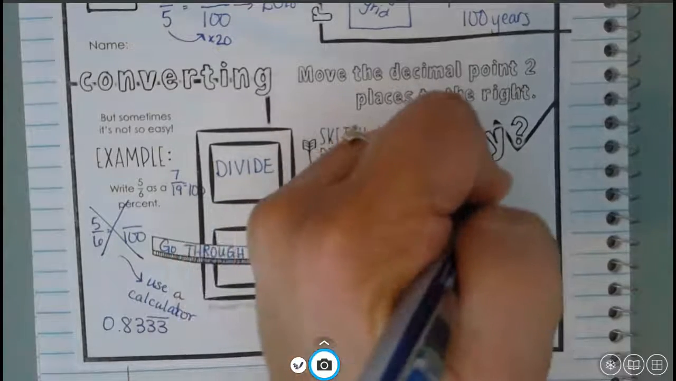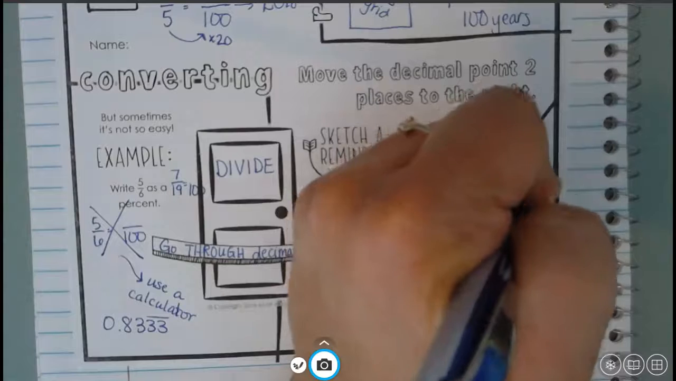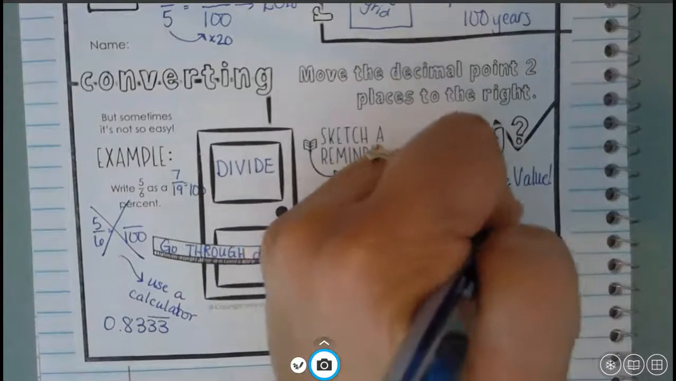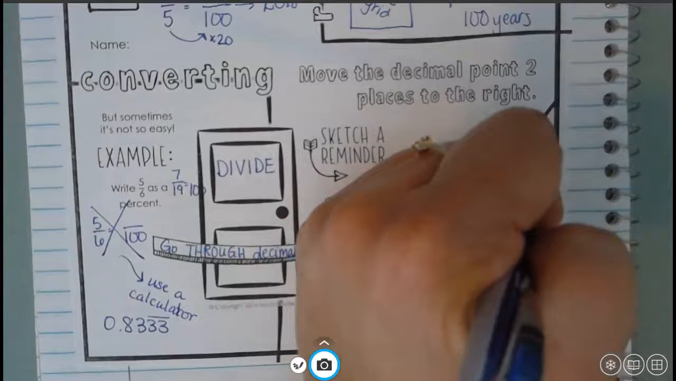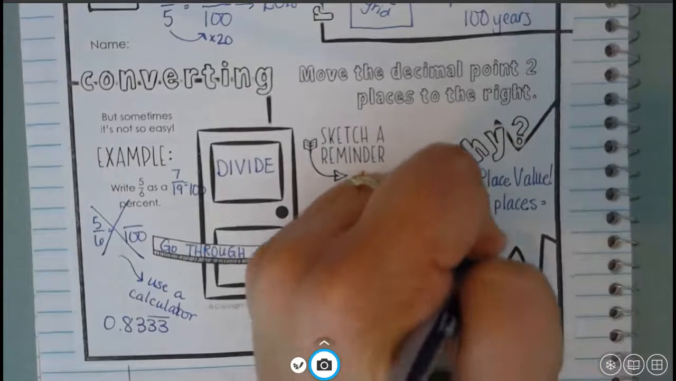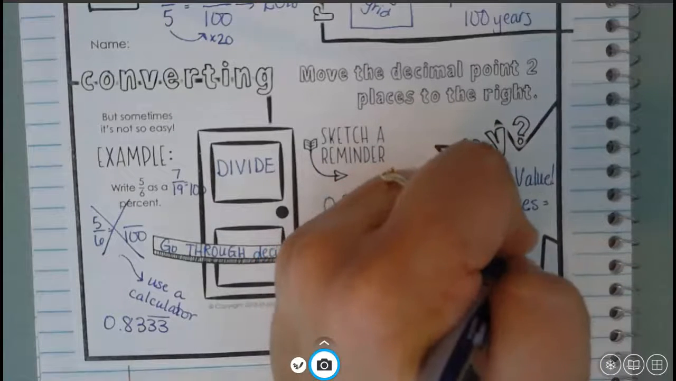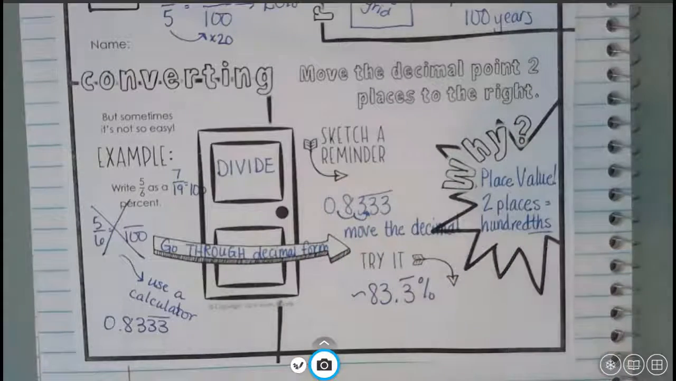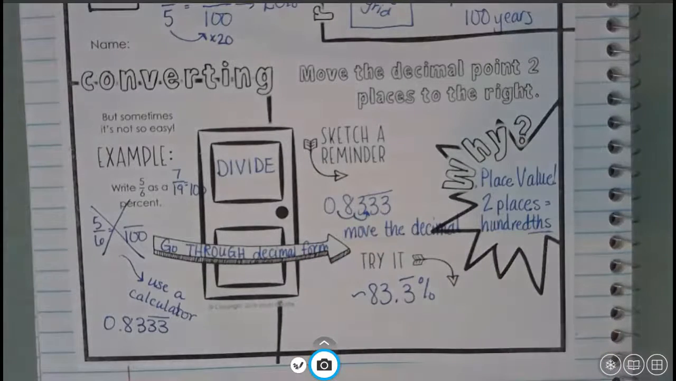Don't forget the why here is about place value. And it's 2 places. Typically, we always ask you to give us 2 places, which is to the hundredths place. If we say that ths, that tells me I'm in the decimal range.